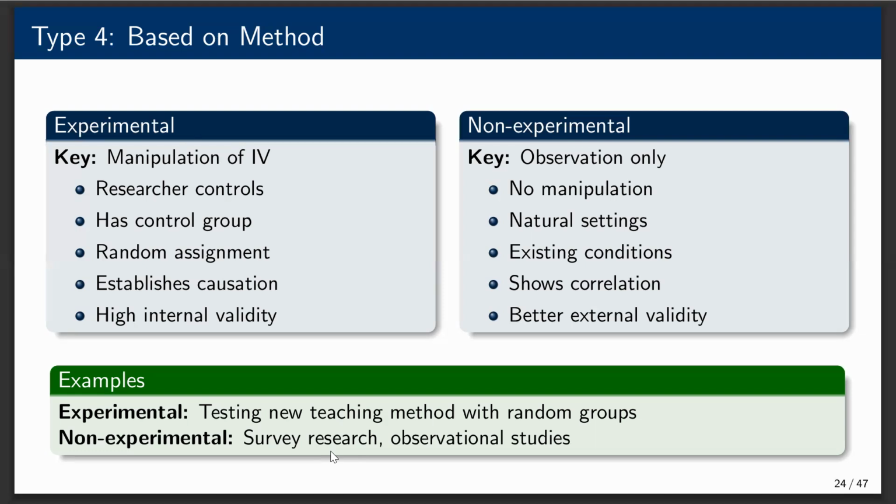And non-experimental will be based on observation only, no manipulation, natural setting, existing condition. It shows correlation and better external validity. Suppose experimental research: testing a new teaching method with random groups. Non-experimental: survey research and observational studies.